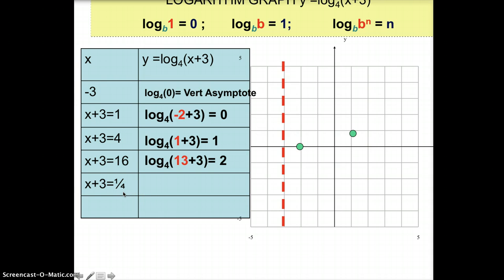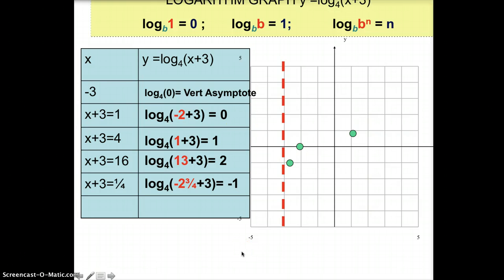The last one would want it to be 1/4. In order to do that, I would have to subtract 3 from 1/4, which gives me -2 3/4. So I'm going to use -2 3/4 in order to get this solution, log base 4 of 1/4, which is 4 to the -1, and that gives me -1. So again, the graph would follow this line and right up through here, and of course way out there to 16. It wouldn't be up there, it'd be a little lower.